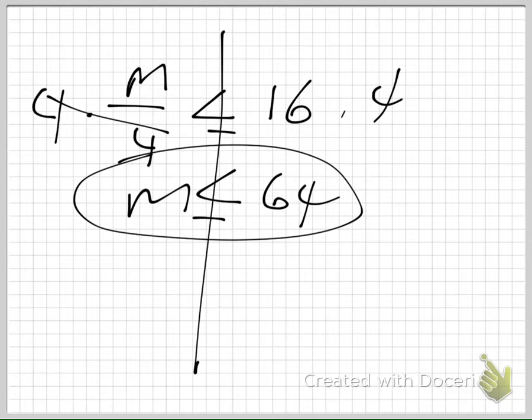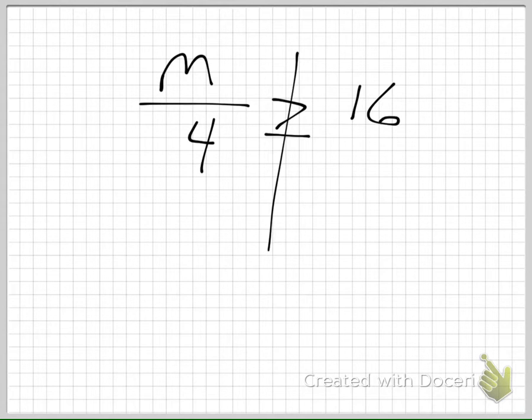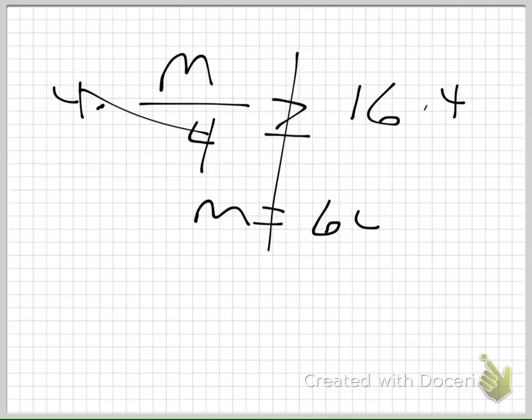Careful. Very, like really meticulous means you're being very careful. You're thoughtful. You've got to be meticulous about this, because what sometimes happens to some people is they go m over 4 is greater than or equal to 16, and then they go times 4 times 4, and then they go m equals 64. And that's wrong.